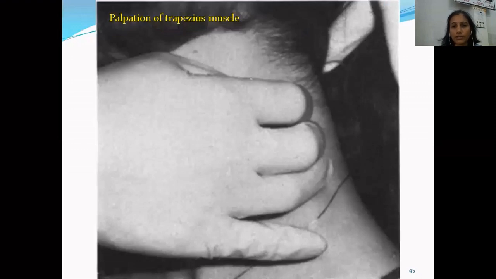So this is the palpation of the trapezius muscle, which is present posterior to the sternocleidomastoid muscle. With your 3 fingers we should do the digital palpation of the trapezius muscle.